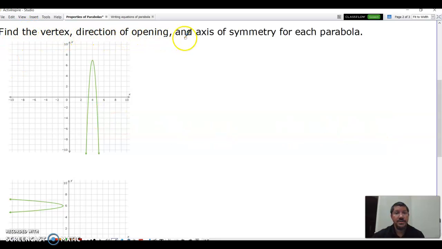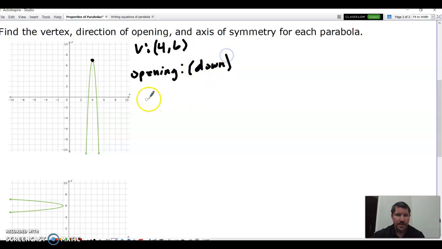So find the vertex, direction of opening, and axis of symmetry for each parabola. Alright, so in this case, the vertex is here, so the vertex is 4, 6. Opening, obviously you can see it as being down, and the axis of symmetry, remember it cuts the parabola in half, so it does that. It's a vertical line going through 4, so it's x equals 4.